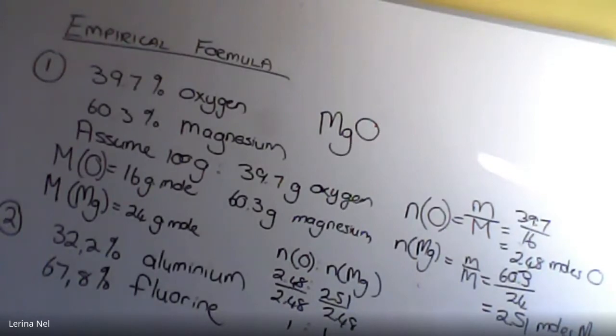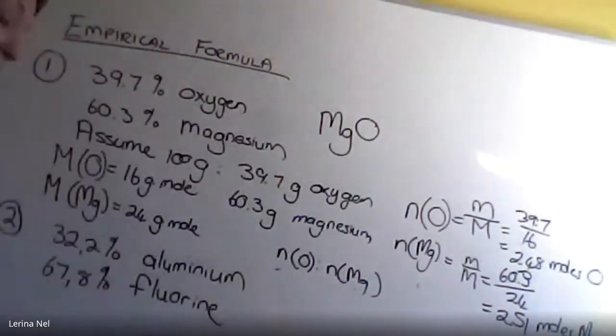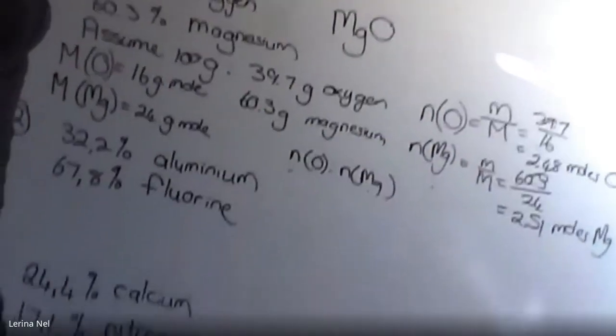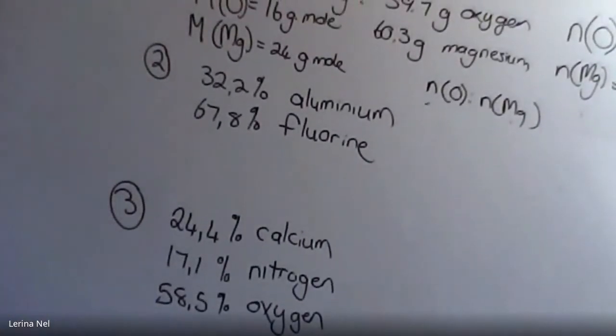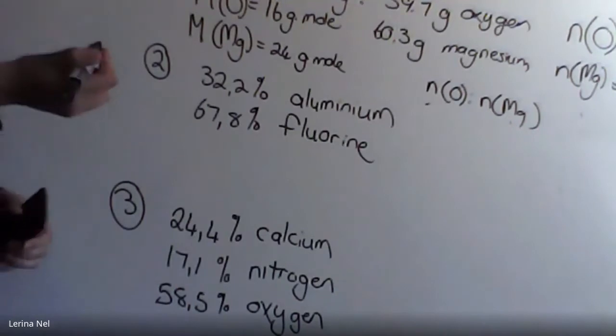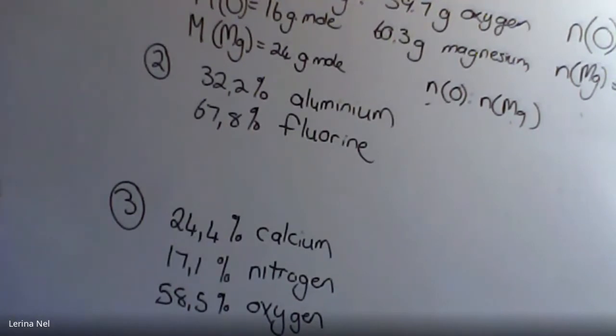I'm just going to erase this. We have some space. We're looking at the second question, 32.2% aluminium, 67.8% fluoride. So what's my first step? Okay. What did you say?